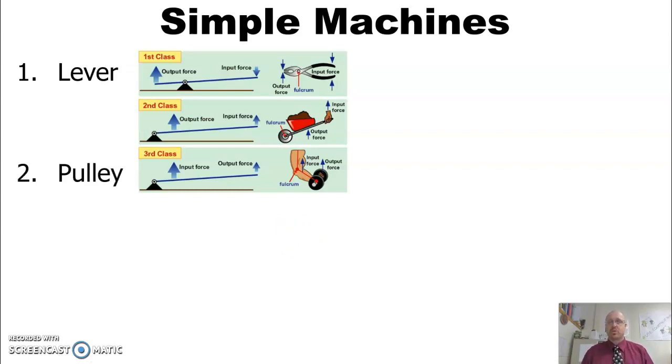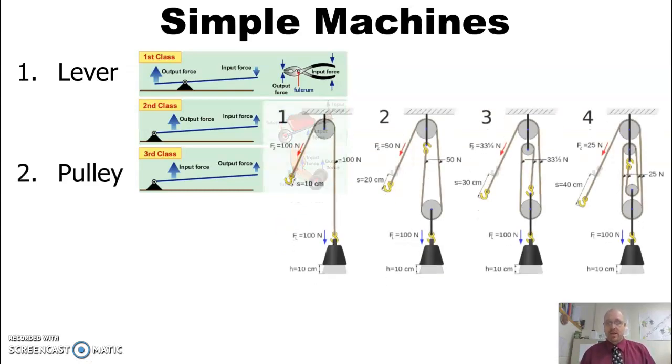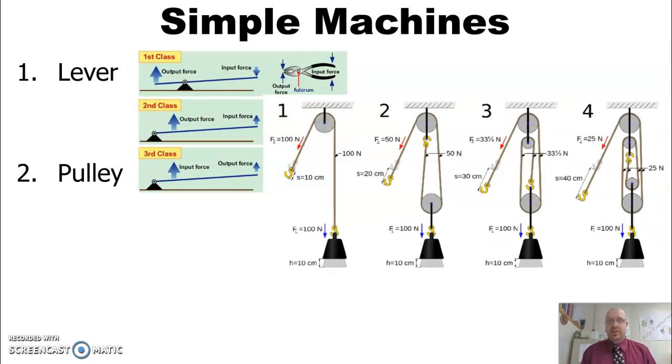The second simple machine we'll talk about is a pulley. Now, pulleys are really interesting because they use a change in the direction of motion. And you can see as we move on down this line, with one pulley from the ceiling, we're pulling 100 newtons on this rope. We're moving 100 newtons 10 centimeters, and the rope moves 10 centimeters.